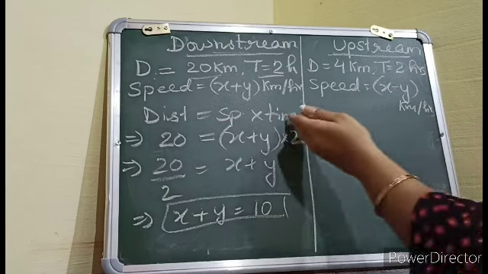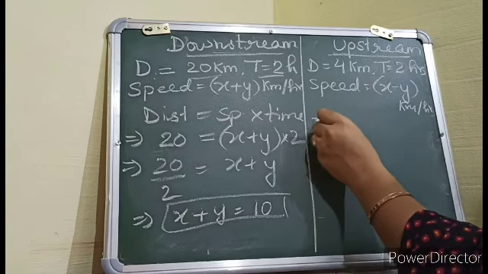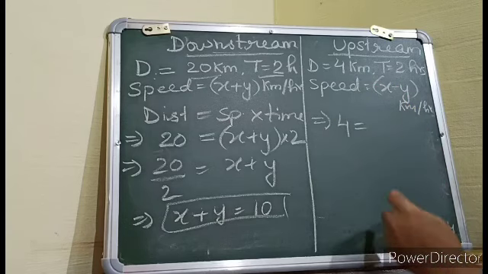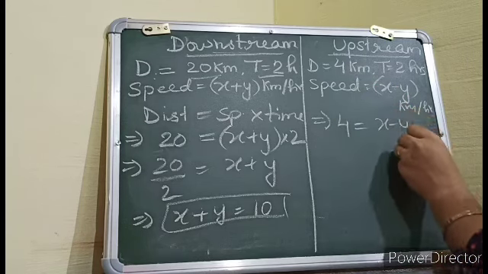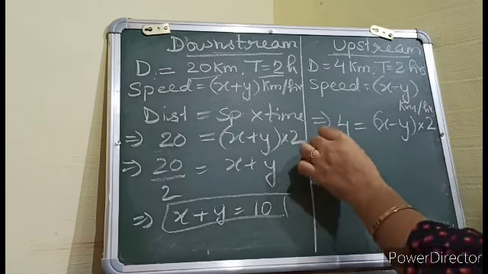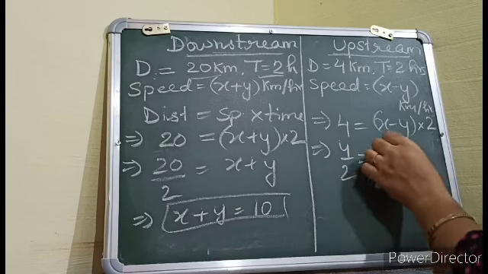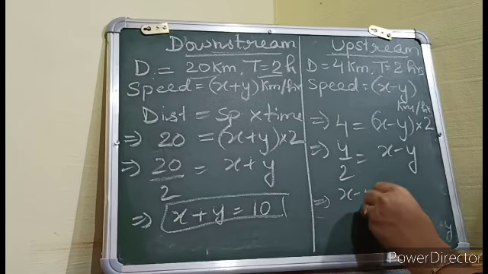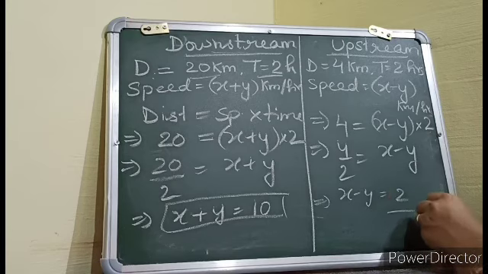Similarly on this side the same formula will apply. So distance 4 is equal to speed into time. Speed is x minus y into time is 2. 2 will go that side and divide. 4 divided by 2 is equal to x minus y. So x minus y is equal to 2. This will be our second equation.